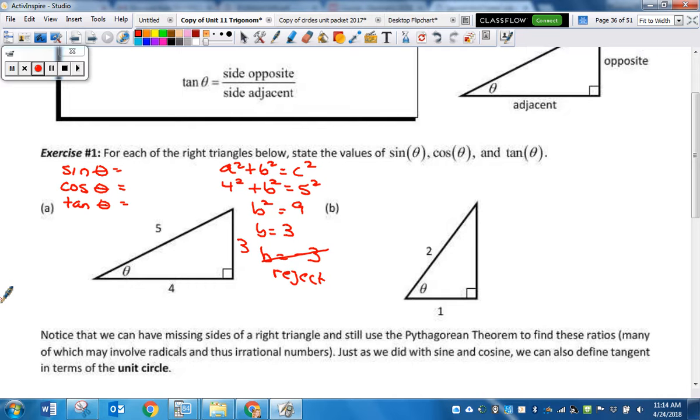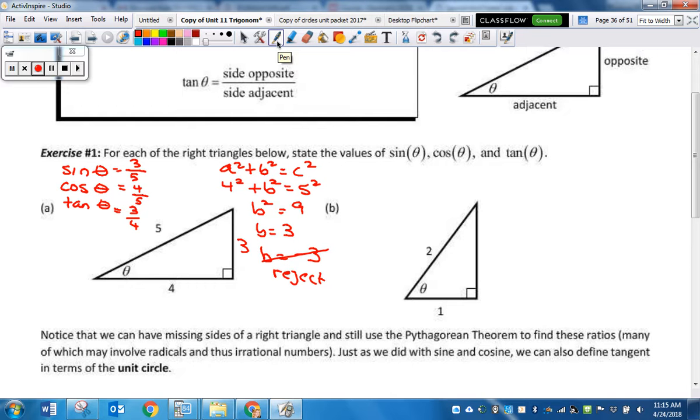All right, Aiden, sine theta, cosine theta, tan theta. What do I got? Sine theta is 3 over 5. Good. Opposite over hypotenuse. Cosine theta is 4 over 5. Adjacent over hypotenuse. And tangent is? 3 over 4. 3 over 4. Opposite over adjacent. Alright.